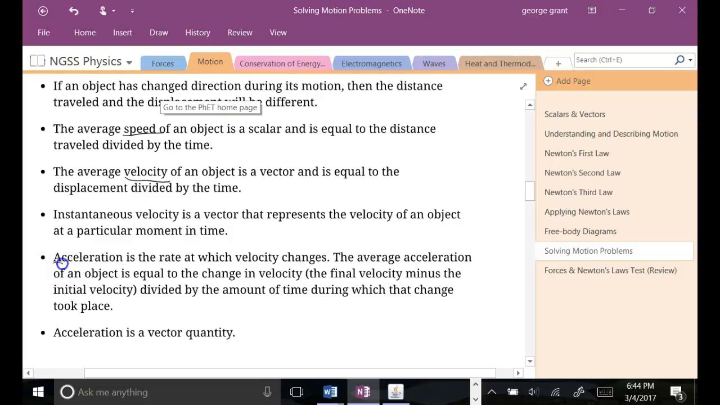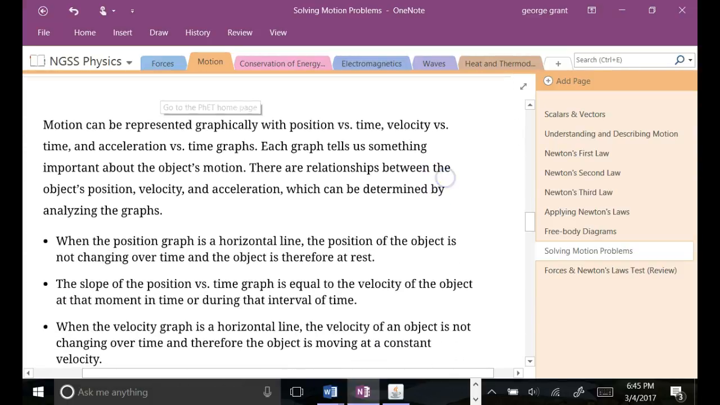Acceleration, by the way, is always a vector. There is no scalar analog for acceleration. The average acceleration of an object is equal to the change in velocity, the final velocity minus the initial velocity, divided by the amount of time during which that change took place. Acceleration is always a vector quantity.